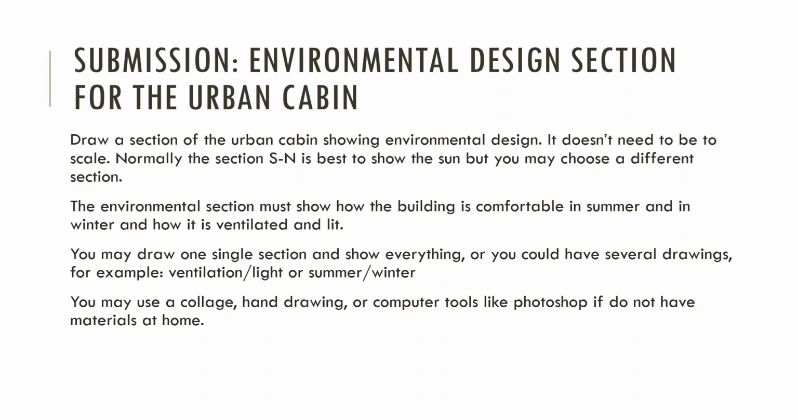Normally, you will show a north-south section, but some of the students have chosen to show east-west sections, which is fine as well. It needs to show how your building is going to be comfortable both in summer and winter, and how you ventilate and light it. You may choose to draw several sections or just one to show everything. For example, you might have a section for summer and winter separately, or you could have a section showing ventilation and another showing light.